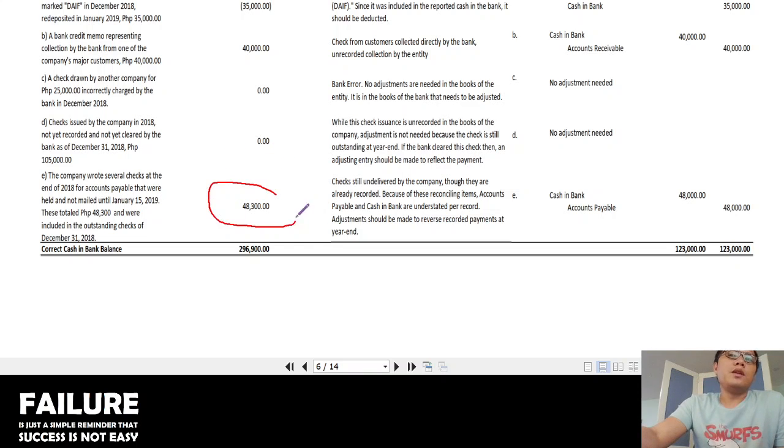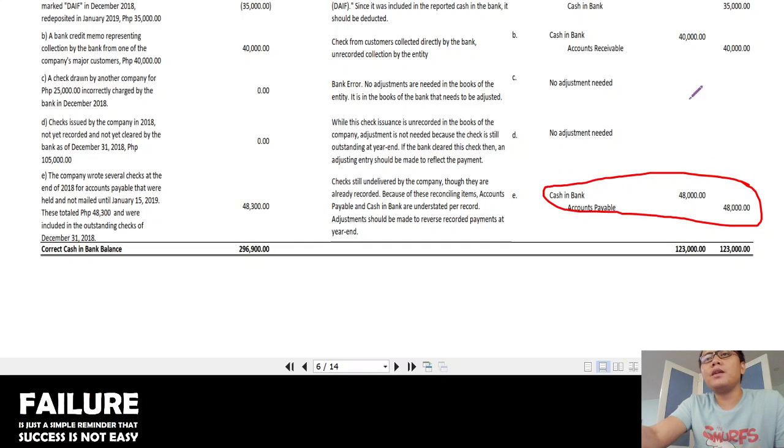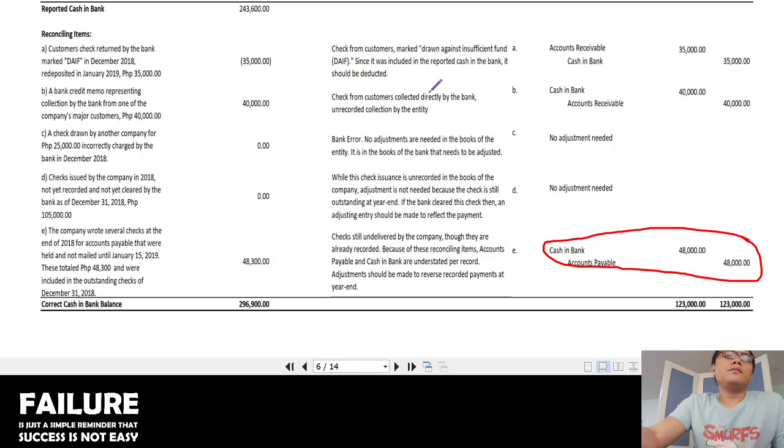So that means to say na deducted sa cash in bank pero hindi pa nabigay sa customer, dapat ibalik muna natin kasi yun nga, pera pa natin to. Hindi pa naibigay. So the adjustment is debit cash in bank, credit accounts payable. Diba?